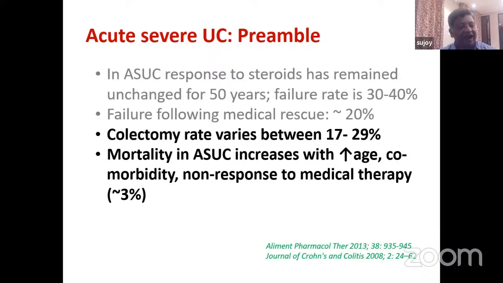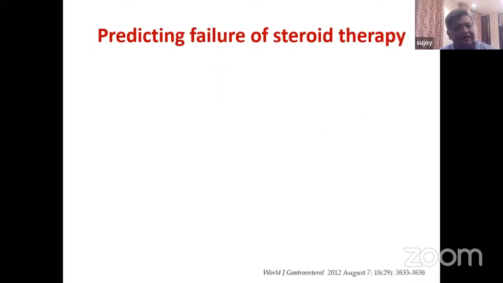So surgery has to come into the therapeutic armamentarium early, as ma'am said, and the surgeon should be involved right at the beginning when a patient of this type lands up in the emergency.